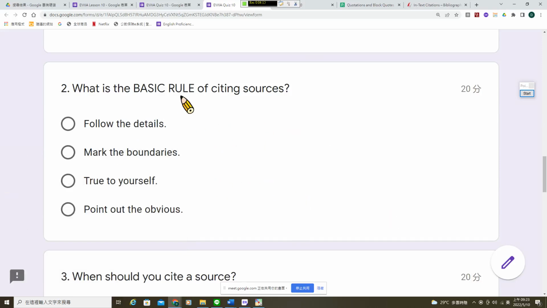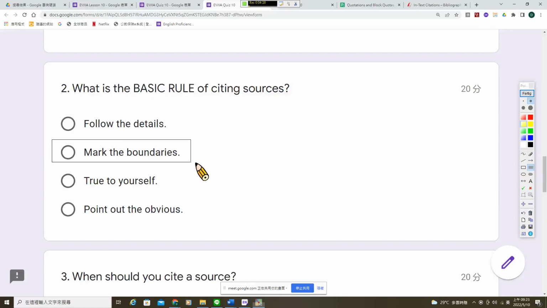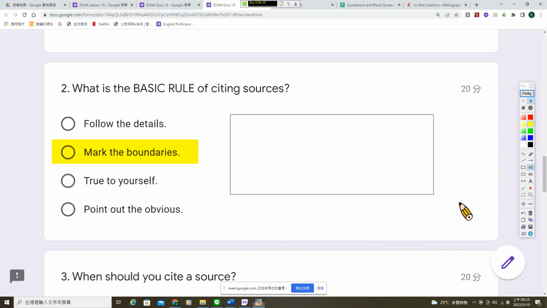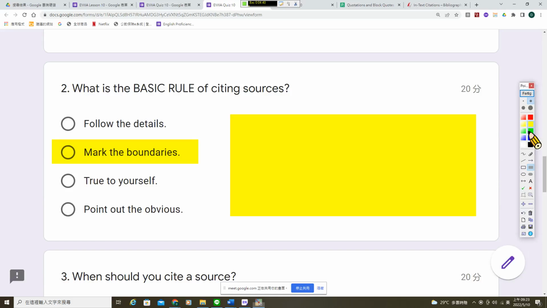So what is the basic rule for citing sources? The basic rule for citing sources is very simple. You need to mark the boundaries. Well, what does marking the boundaries mean? It means that in this passage, you specifically cite, these portions belong to others. And so you dutifully put the number here. This is the footnote number. Okay?